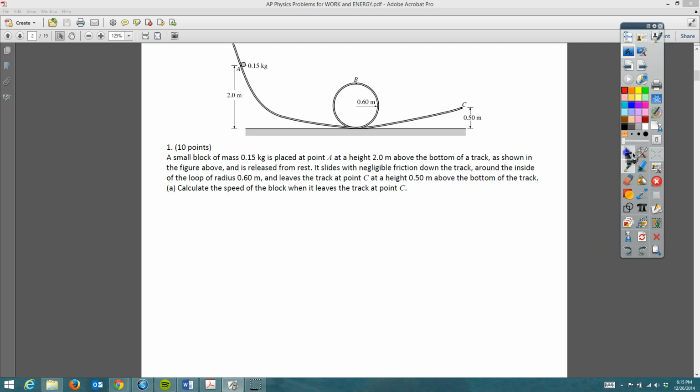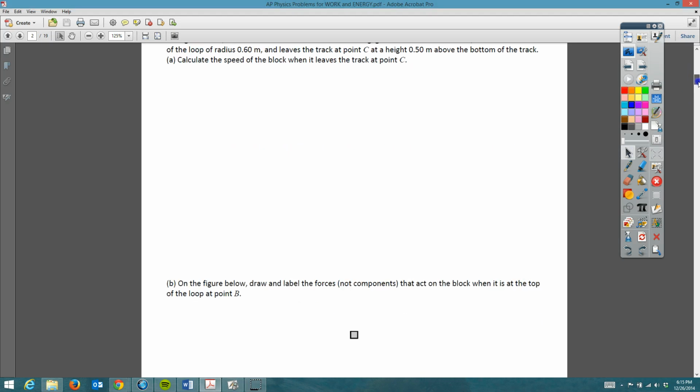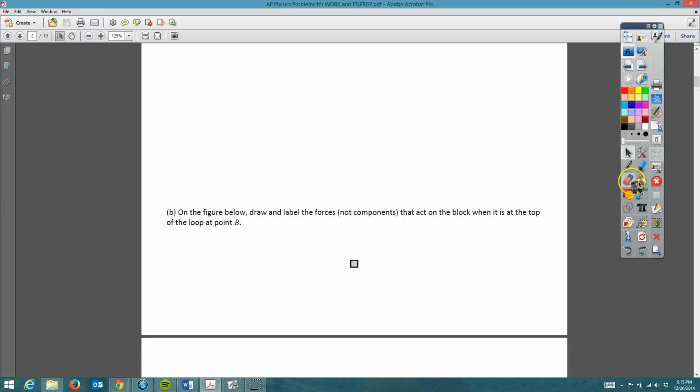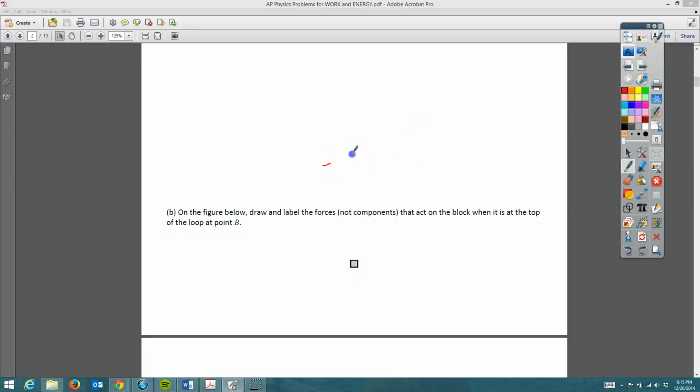For part number B, it says, on the figure below, draw and label the forces, not the components, that act on the block when it is at the top of the loop. So what I'm going to do is just up here, I'm going to draw that loop. So there's our loop. We've got our car right here. And let's think about all the forces that are on it.